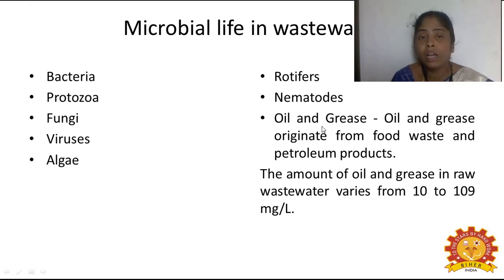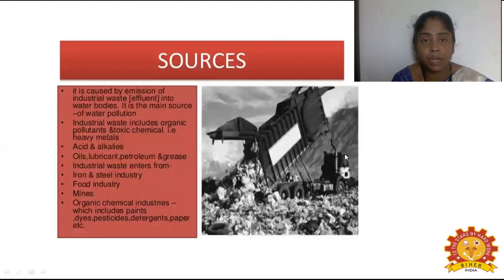This oil or grease can be produced in food-based and other industrial petrochemical waste. The amount can vary over a wide range, from 10 to 10^9 mg per liter. When you talk about the sources of pollutants, industrial waste is emitted as effluent into water bodies, which leads to water pollution.